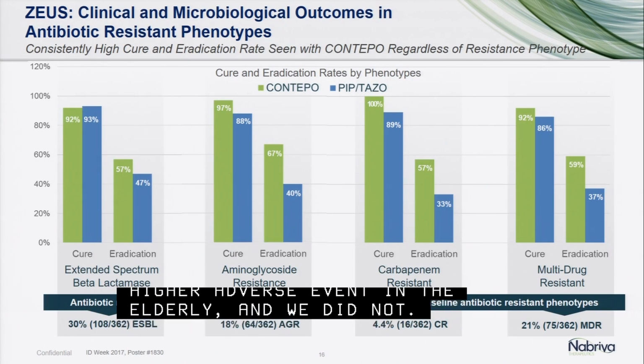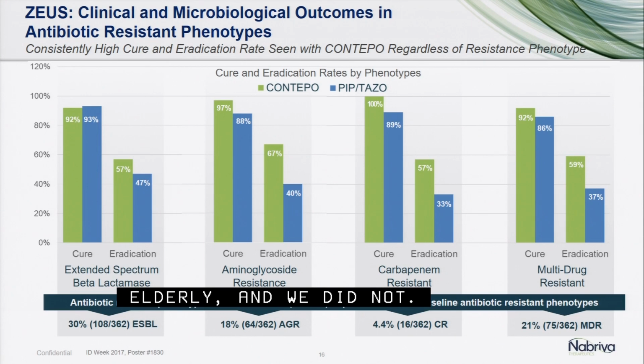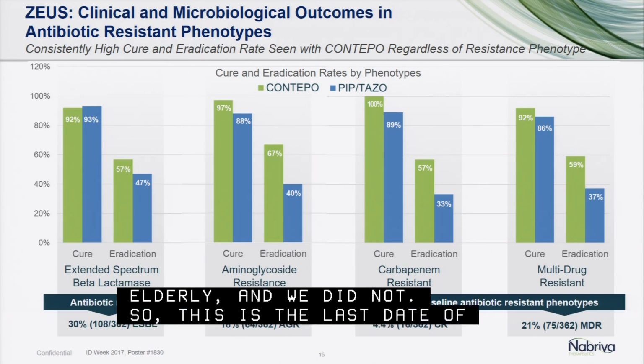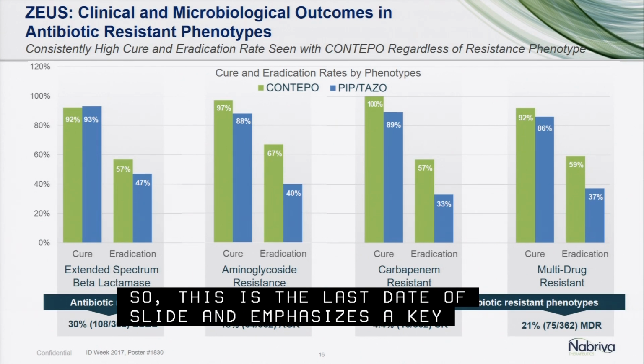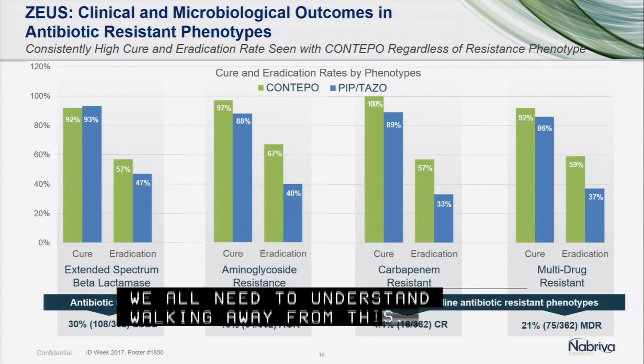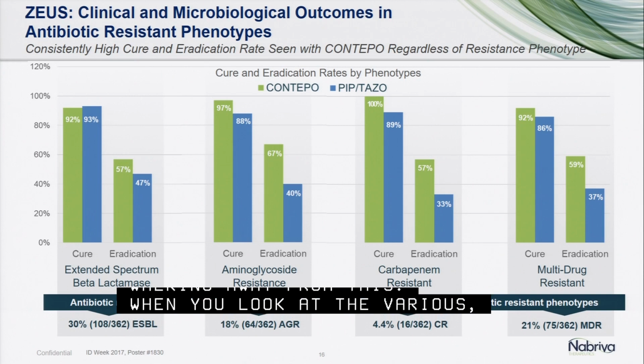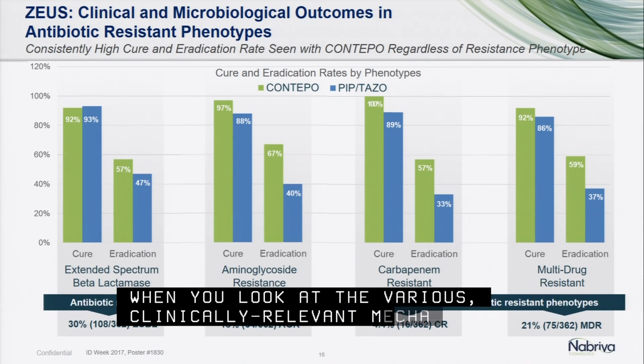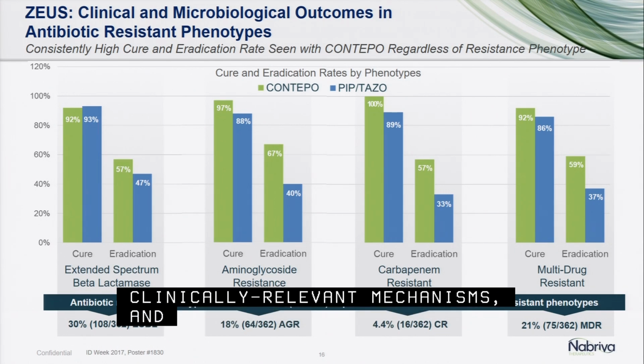So this is the last data slide and really emphasizes a key point that I think we all need to understand walking away from this. When you look at the various clinically relevant mechanisms of resistance, so extended spectrum beta-lactamases, aminoglycoside resistance, carbapenem resistance, and then even multi-drug resistance, patients treated with Contipo consistently had high clinical success and eradication rates across that subset.